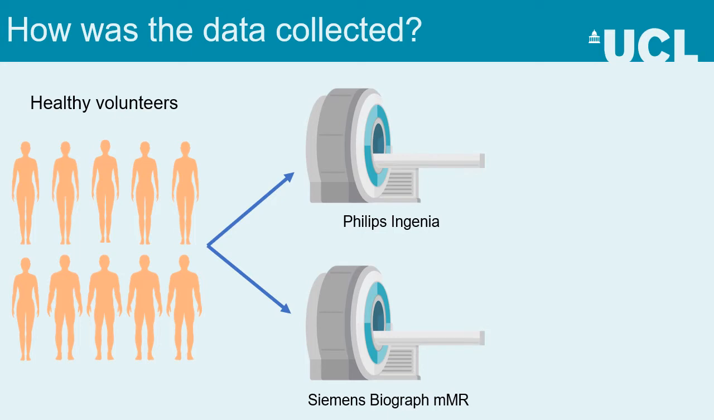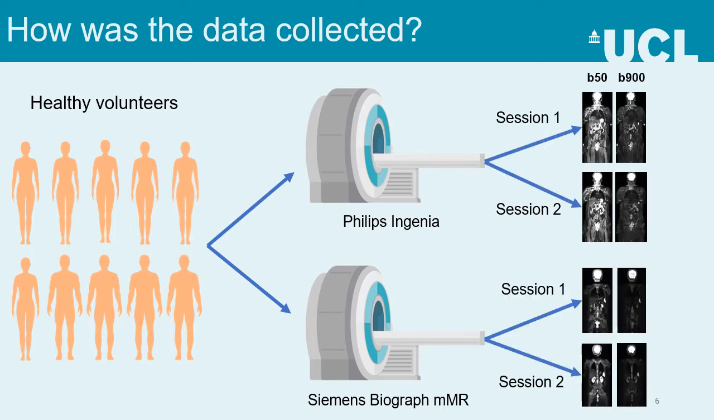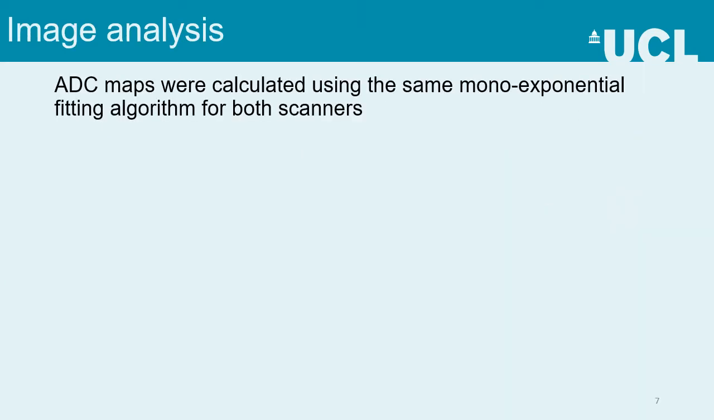In this study, 10 healthy volunteers were scanned on 2 different 3T scanners. On each scanner, each subject underwent test-retest whole-body diffusion-weighted image examinations at 2 b-values. This corresponds to 4 scanning sessions per volunteer. Acquisition parameters used for both scanners were kept as similar as possible, hardware and software permitting. The ADC maps were calculated from the 2 b-values on a voxel-wise basis using the same mono-exponential fitting algorithm for both scanners.